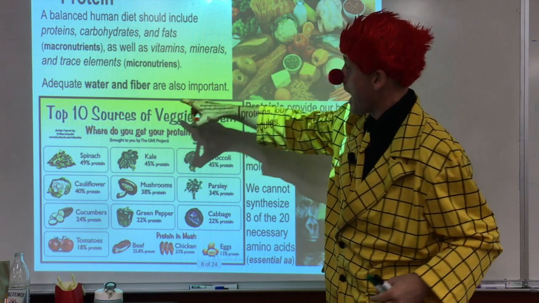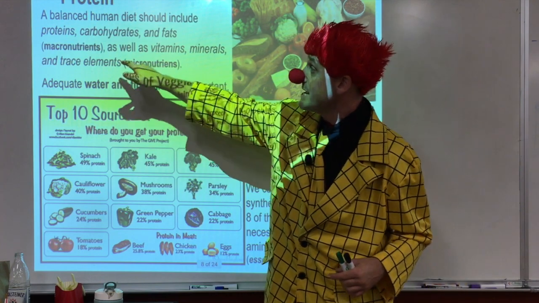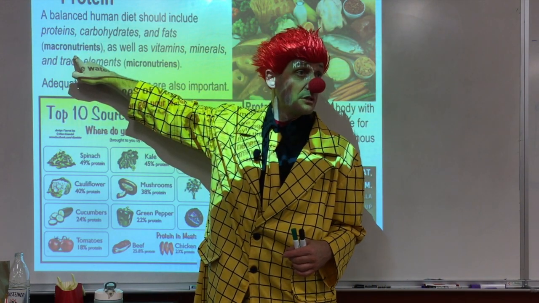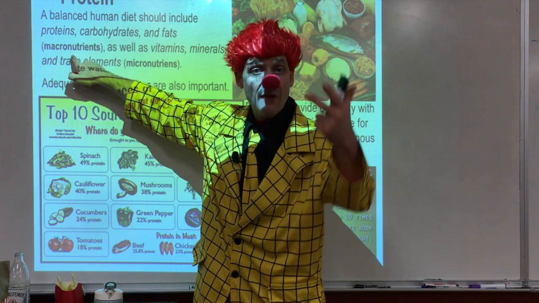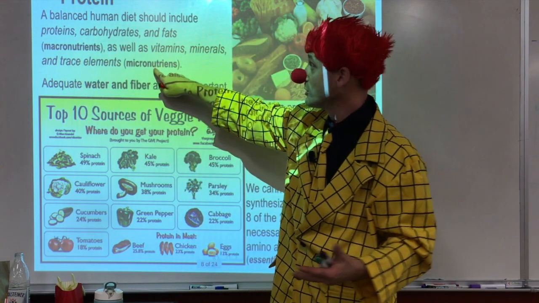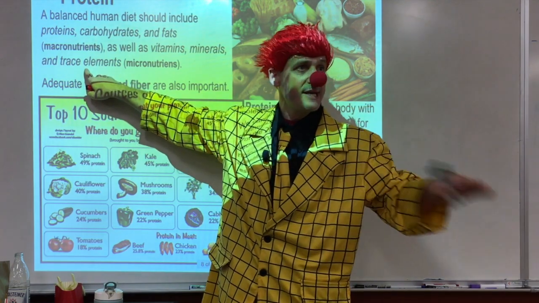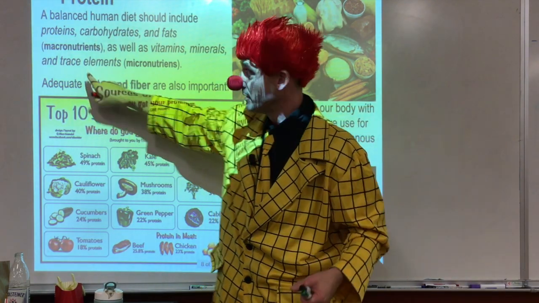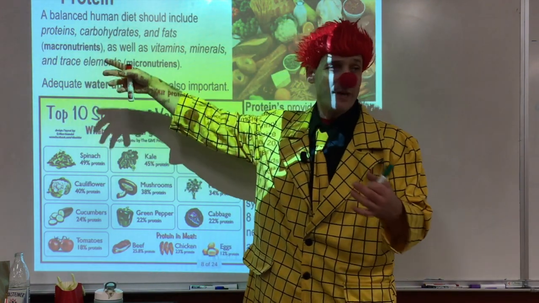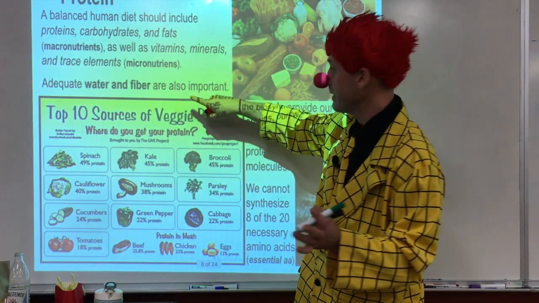So we need macronutrients. That's proteins, carbs, and fats. And we need the small stuff. That's vitamins, minerals, and trace elements. We have no idea what's in plants. We just know it's good for us, because science can't pick it all up, even though they think they're so great about it.